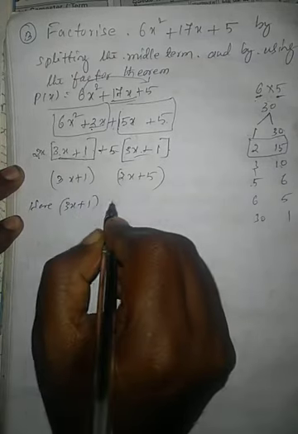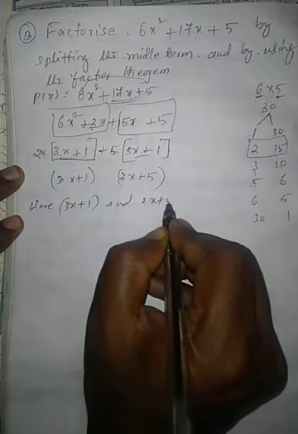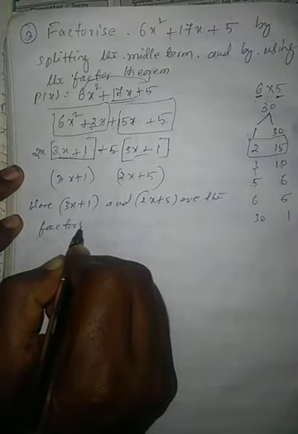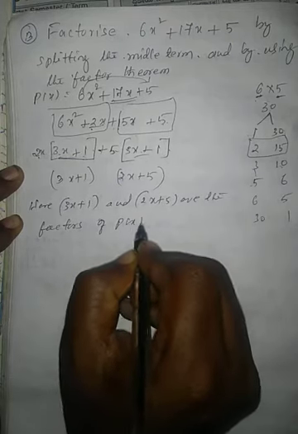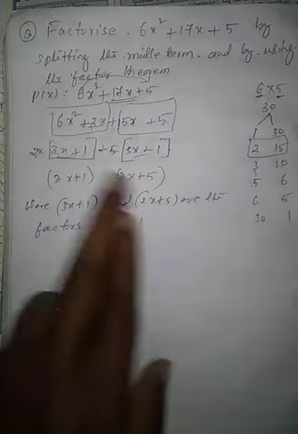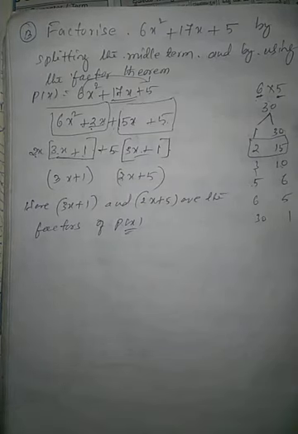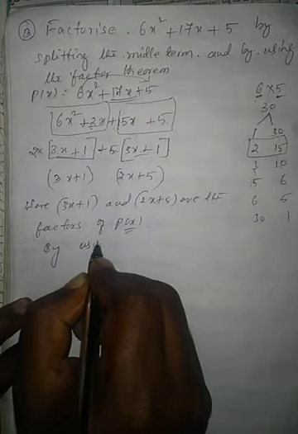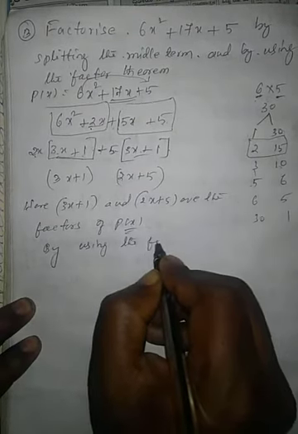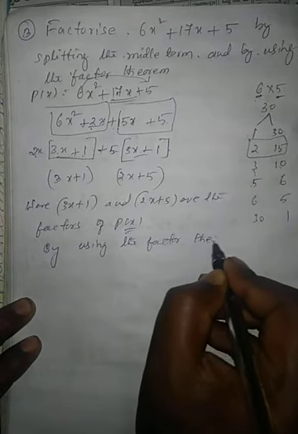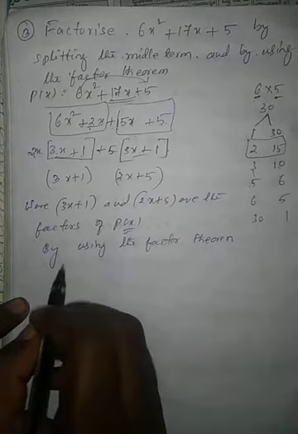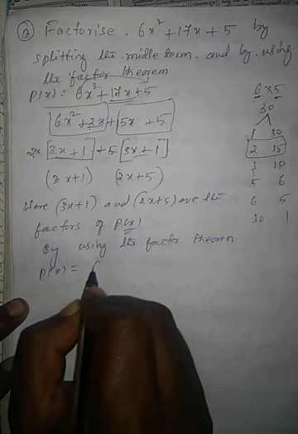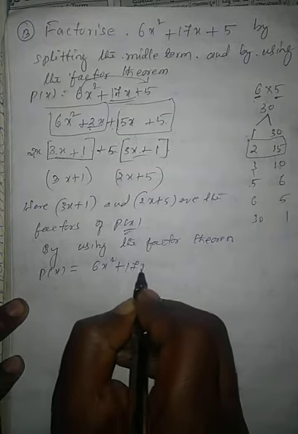3x plus 1 and 2x plus 5 are the factors of p of x. These two are the factors of p of x. Let us verify by using the factor theorem. Here p of x is equal to 6x squared plus 17x plus 5.